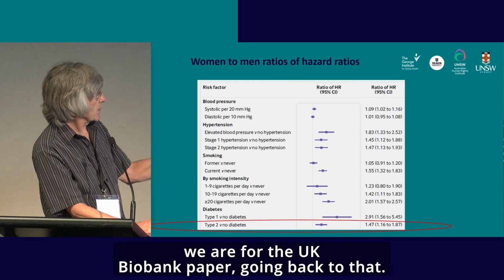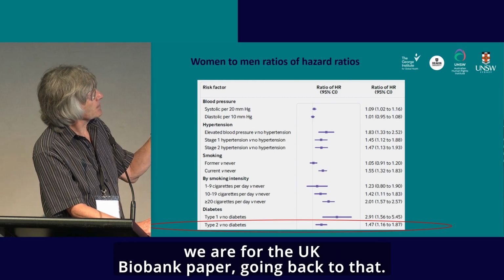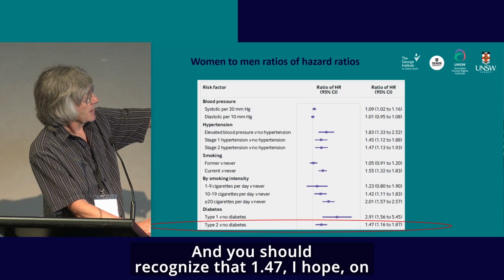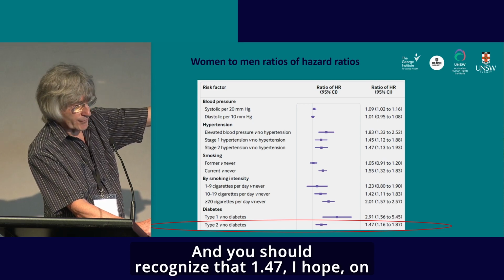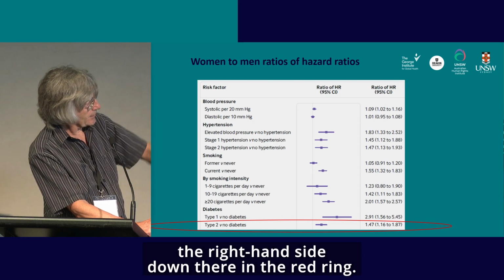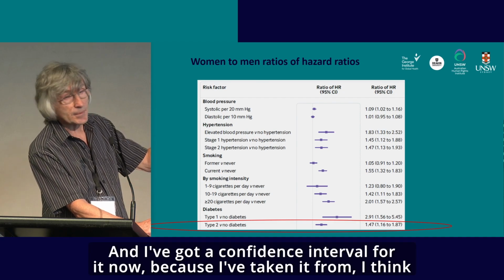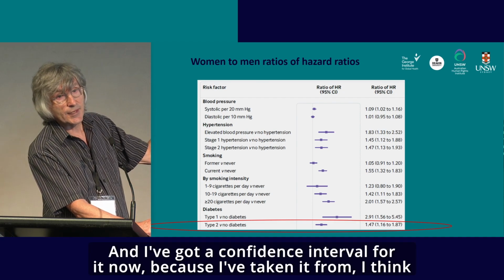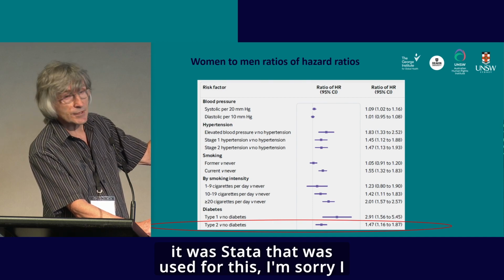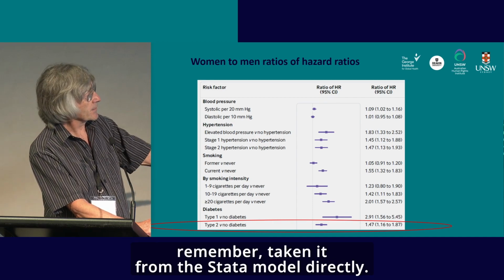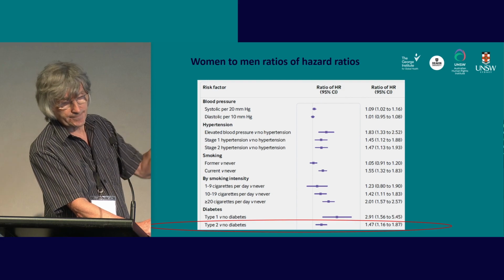So here we are for the UK Biobank paper, going back to that. And you should recognize that 1.47, I hope, on the right-hand side down there in the red ring. And I've got a confidence interval for it now because I've taken it from, I think it was Stata that was used for this, as far as I remember, taken it from the Stata model directly.